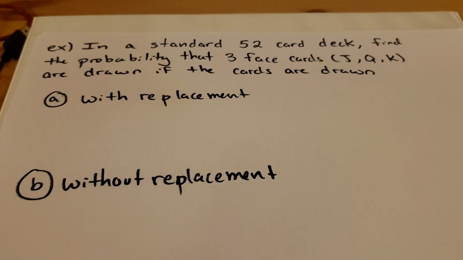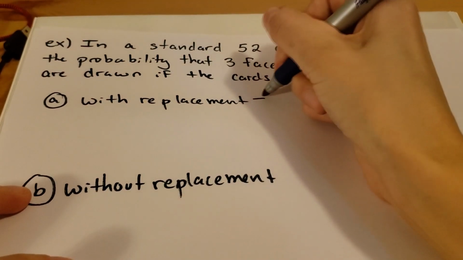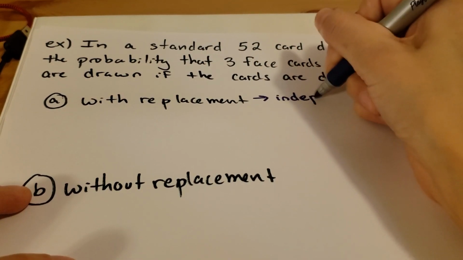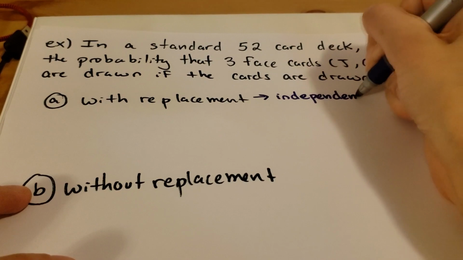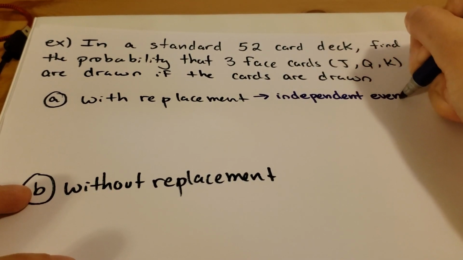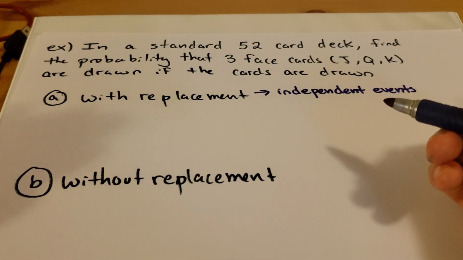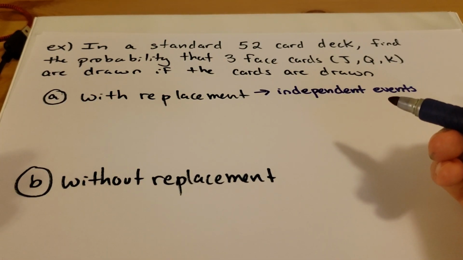So let's see. First, we'll look at when we're doing this problem with replacement. If we're doing it with replacement, that signals that these are independent events. So the probability each time we draw a card out of the deck is not going to be affected by anything that happened before.